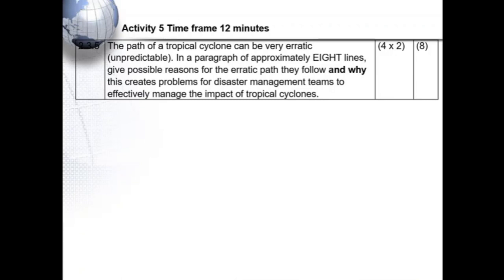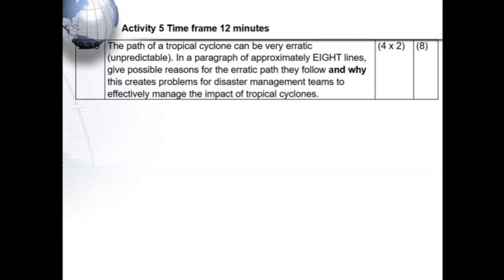2.35. The path of a tropical cyclone can be very erratic. That means unpredictable. Suddenly it's moving a little north, then it comes down south again, and then it stops a little bit, and then it moves, and sometimes it moves very fast, sometimes very slow, then it goes north again. That means the path is unpredictable.